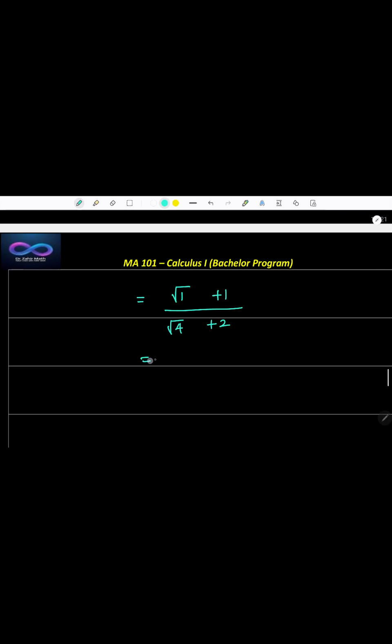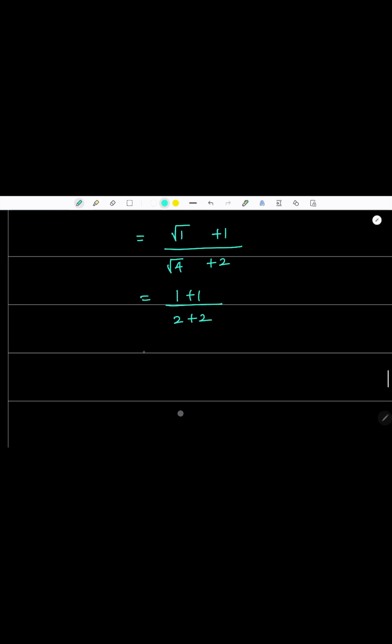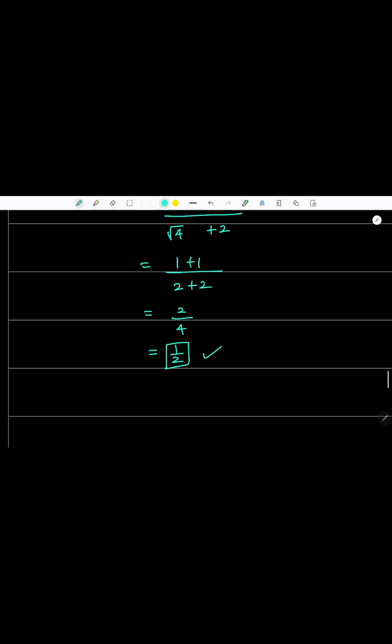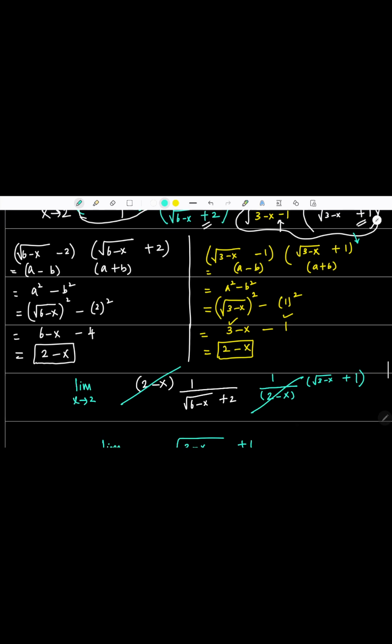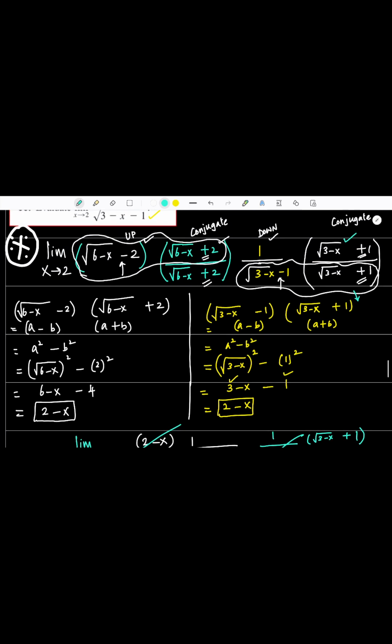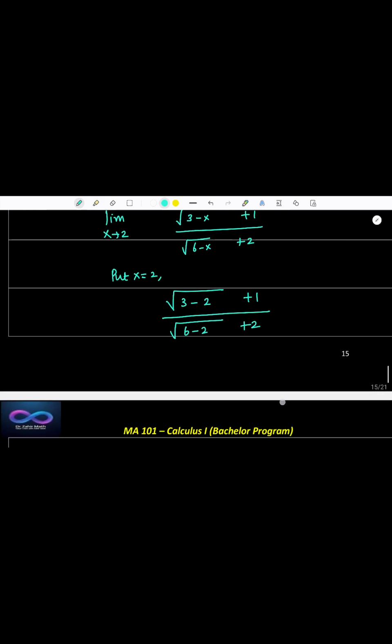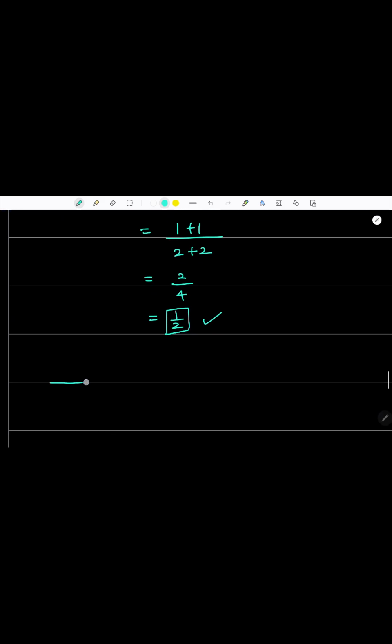So square root of 1 is 1 plus 1 and square root of 4 is what? 2 plus 2. So I'm getting 2 divided by 4, which is equal to what? 1 over 2. Clear all of you? So it's so simple. Let me explain again what you're going to do it. You are going to do this conjugate part and take it out and then do it. So in this way you are getting the answer as what? 1 over 2.